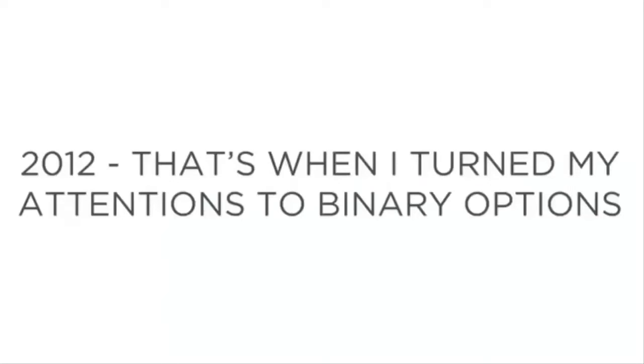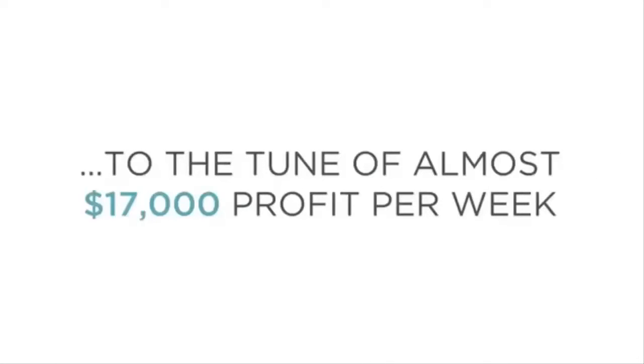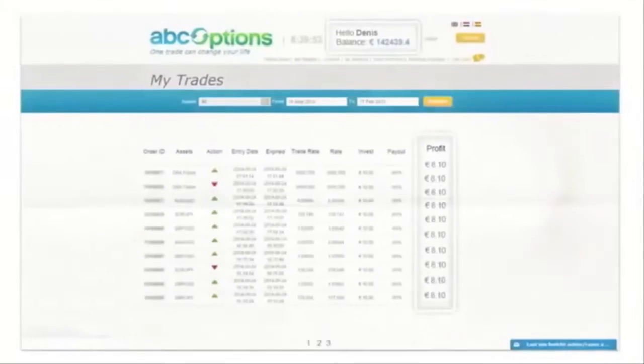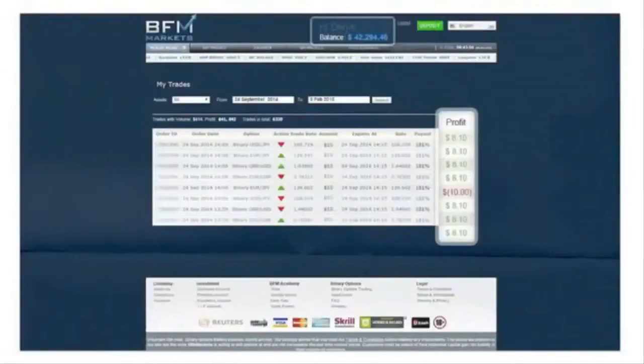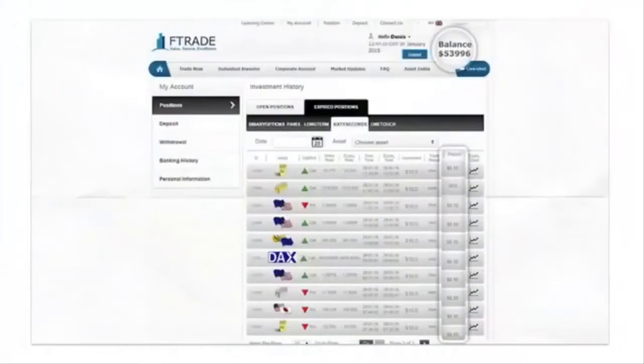So 2012, that's when I turned my attentions to binary options, to the tune of almost $17,000 profit per week. I deposited $400 into this account about 8 months ago, and now I'm making around $5,100 per week there. I put $250 into this account 4 months ago, and that one's making me over $3,500 per week. This last one is 2 months old. I started with $700, and I'm averaging close to $7,700 per week now. For obvious reasons, I've dropped Forex completely, and now I make all my income from binaries.